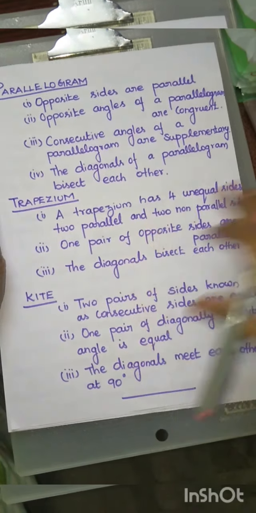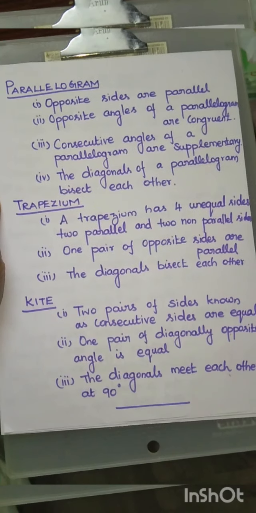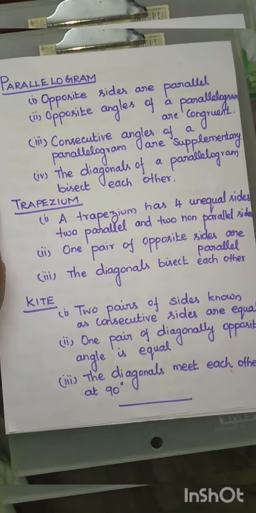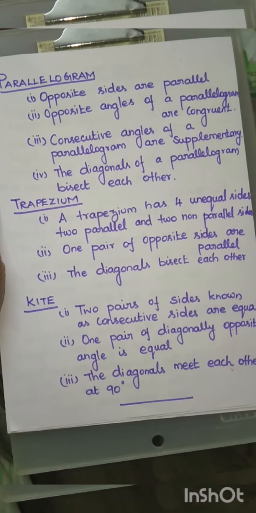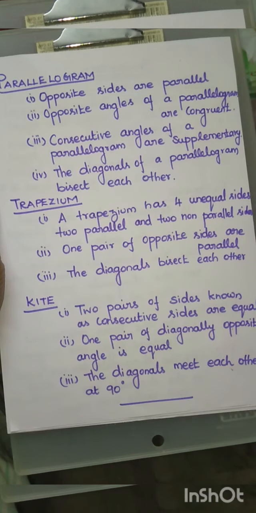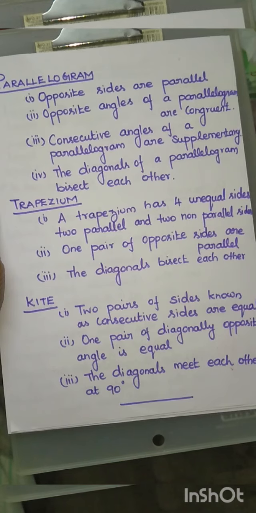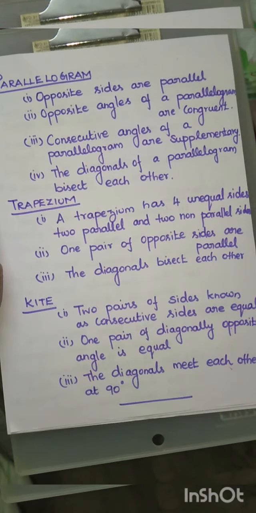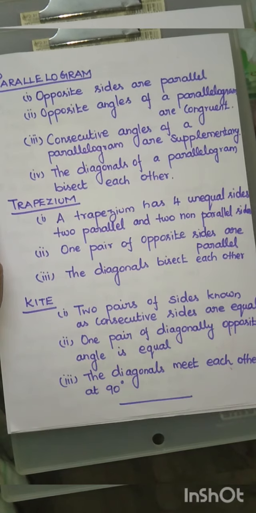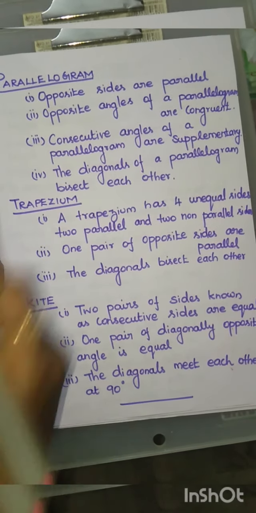Then parallelogram. For a parallelogram, first condition, opposite sides are parallel. Opposite angles of a parallelogram are congruent. Consecutive angles of a parallelogram are supplementary. What is consecutive? The next value actually. For angles, we have to take the next angles. Then the diagonals of a parallelogram bisect each other.